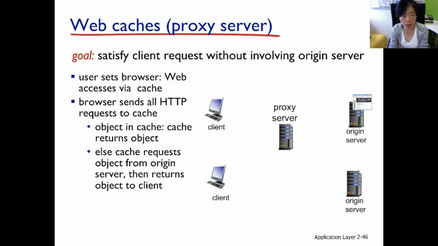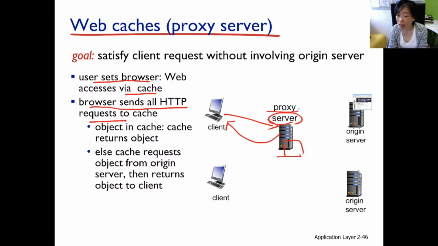Okay, so the way it works is this. Users will set the browser such that for all web access, let's go through the web cache. So subsequently, the browsers will send all HTTP requests to the web cache. If the object, the page we're looking for, is already in the cache, the proxy server sends the object back. So you see, it works somewhat like a server, but it's not the original server. It's somewhat a delegate of the original server having a copy here. Okay. So object in the cache, cache returns object.